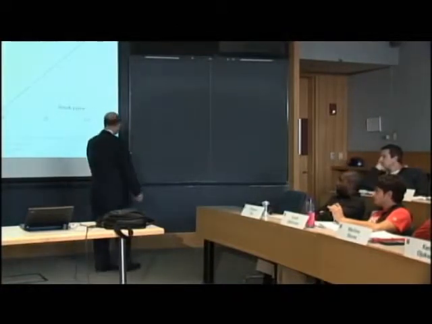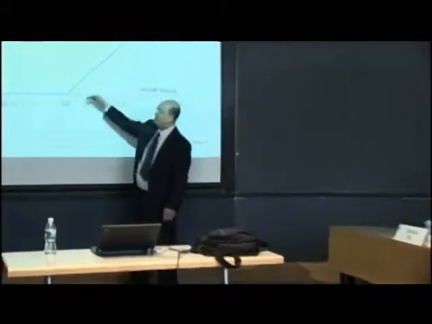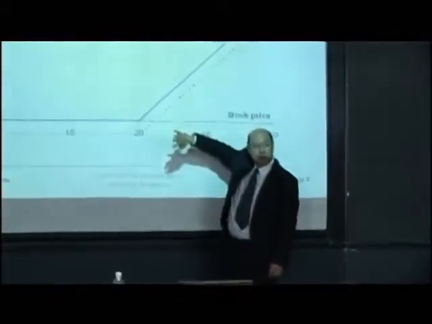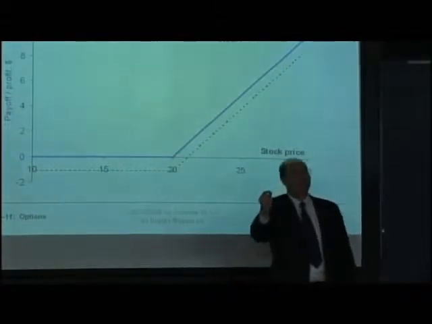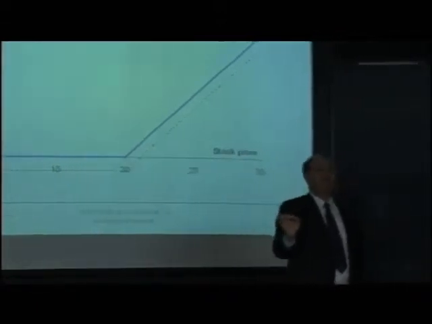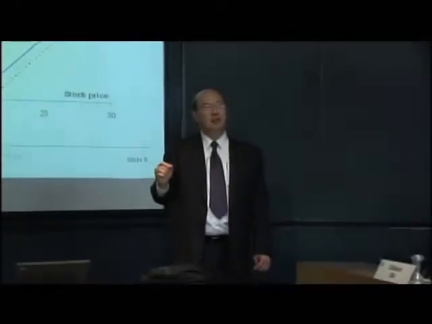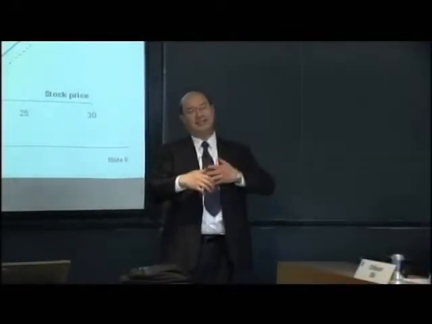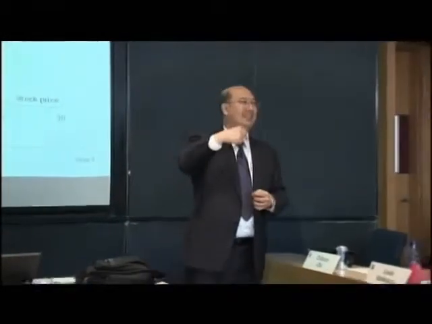That's right. It would be sort of a mirror image of the blue line where you reflect it along the x-axis. It would go this way. And what that means is that your downside is unlimited, but your upside is very limited. Now, why would anybody want to do that? That seems like a terrible deal. Well, the difference is that you are now getting paid to do that.